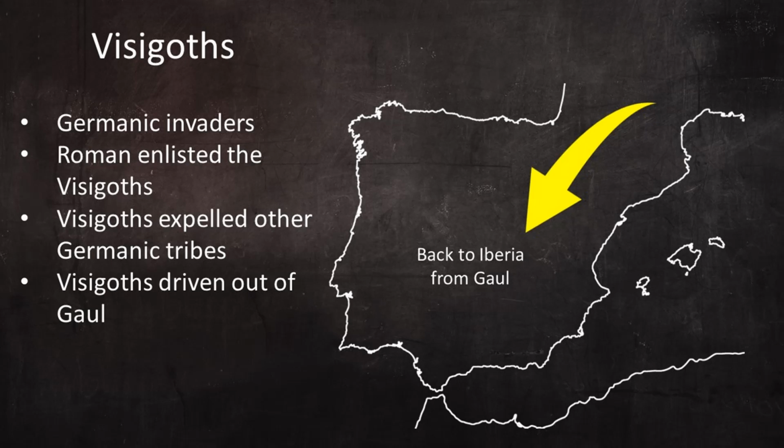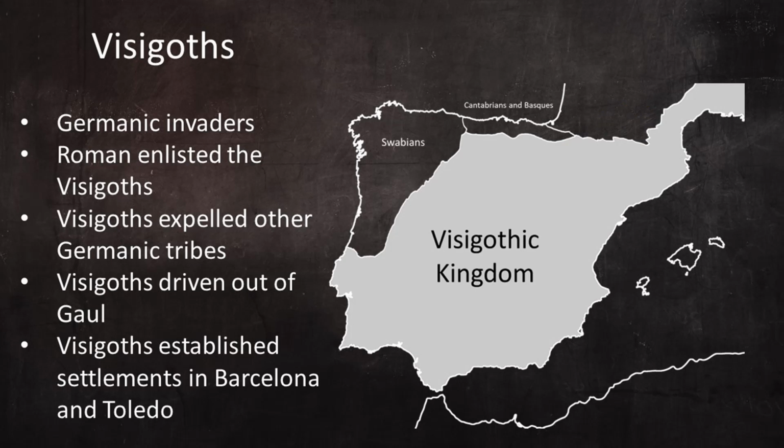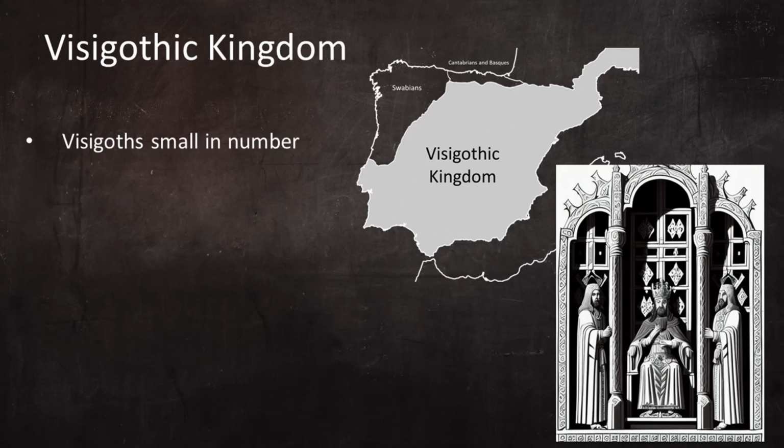Fleeing to the Iberian Peninsula, the Visigoths established settlements in Barcelona and then Toledo, where they managed to neutralize their political rivals and consolidate power, eventually forming the Visigothic kingdom, which spanned much of the peninsula and parts of southern Gaul. Now, the Visigoths were small in number by comparison with the local population of Roman Iberians. The Visigoths didn't want to kill or displace the local people, but established themselves as rulers over them, taking over the governments and administration of an already functioning society. And in this they succeeded.